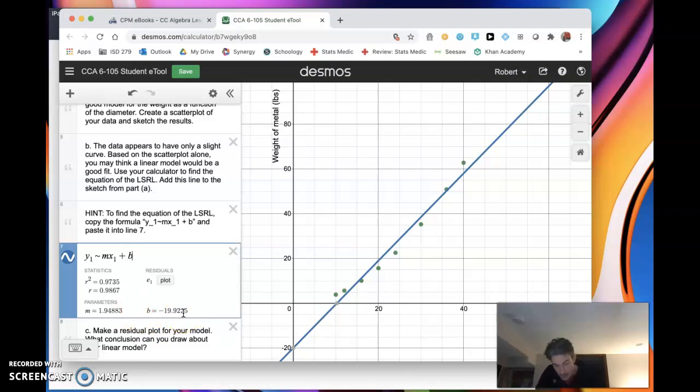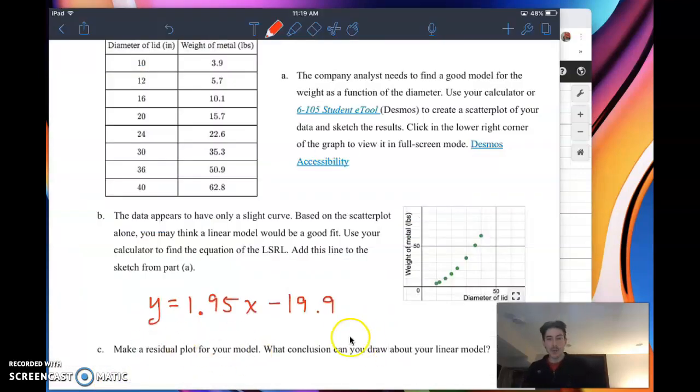Y equals mx plus b, so 1 point, I'll go with 9.5. I'm going to do some rounding, make that a little bit more manageable, and then plus b. Now my intercept is negative, so negative 19.9 or minus 19.9. And when I go back to my notes, you guys can see that right there.